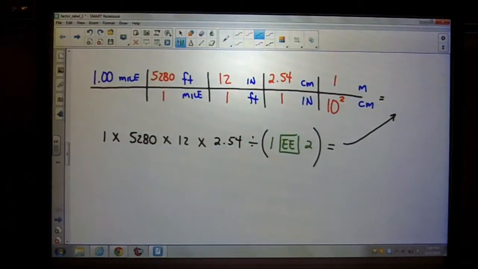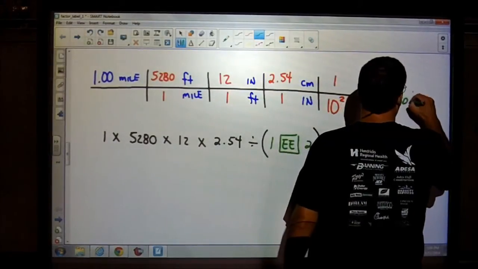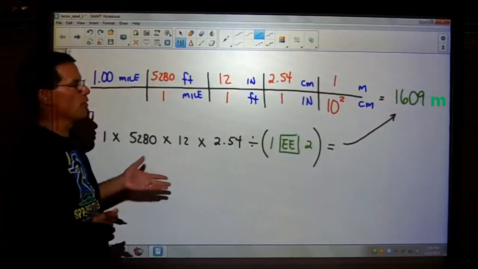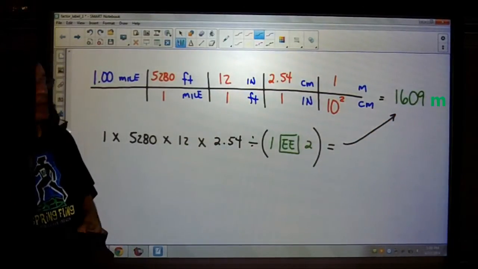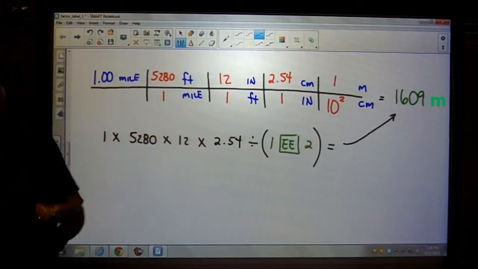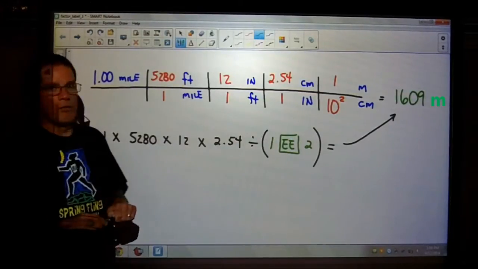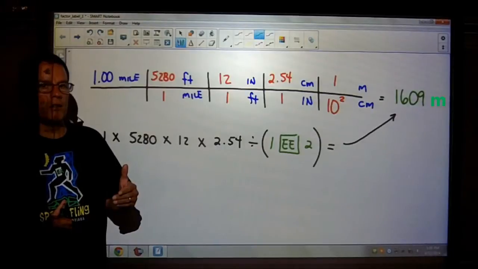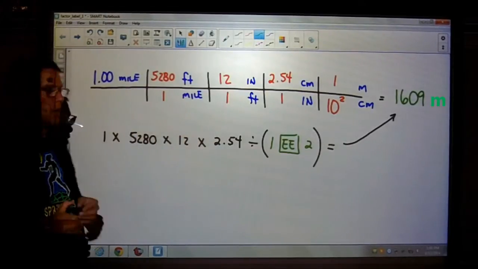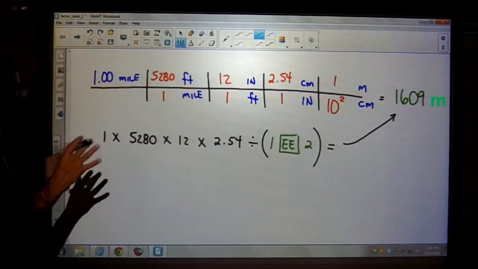So 1,609. Now, if we were to put that with the correct number of significant figures, your answer would be 1,610. But I'm okay with that. Okay, so 1 mile, it's 1,609 meters. So remember that. If you're planning on trying to break the mile record in running, you've got to go another 9 meters. It may not sound like a lot, but it's a nice little distance there. It's almost 10 more yards-ish.